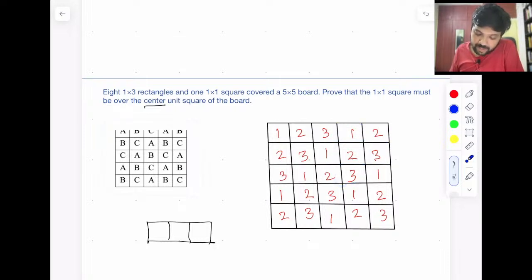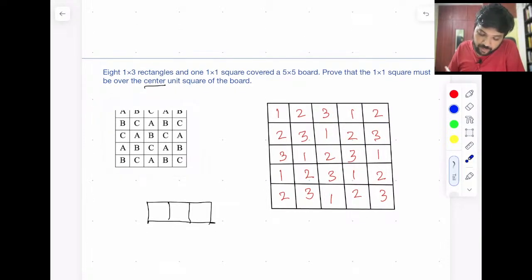Now this tells us immediately, we can count now. There are how many ones? 4, 4 plus 1, 5, 5 plus 3, 8. There are 8 ones. And how many 3s are there? 4 and 4. That is, there are 8 3s. And how many 2s are there? Remaining are 2s. So 5, 7, 9. So there are 9 2s.